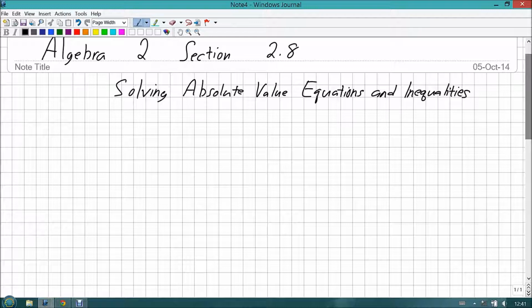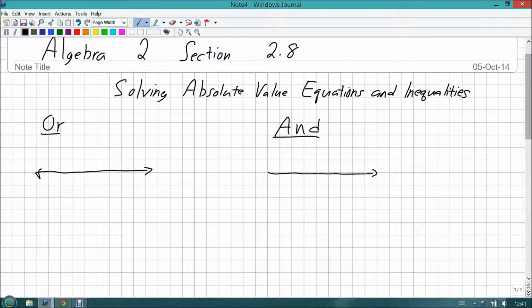These come in two formats. They come in the OR format and the AND format. So with an AND or an OR, you have two very key words. And what they tell you is one of two things will happen. Either your graph will go in two directions and we'll have two rays, or your graph will be stuck between one number and another.